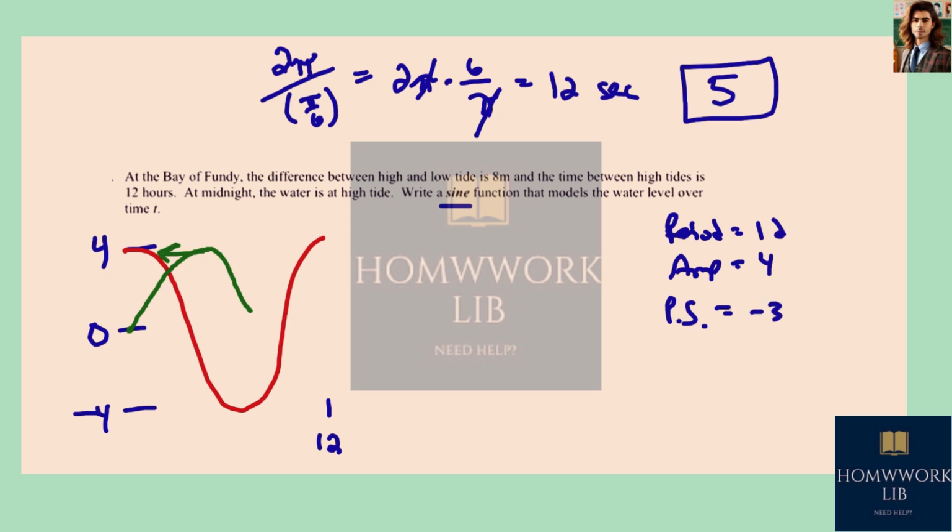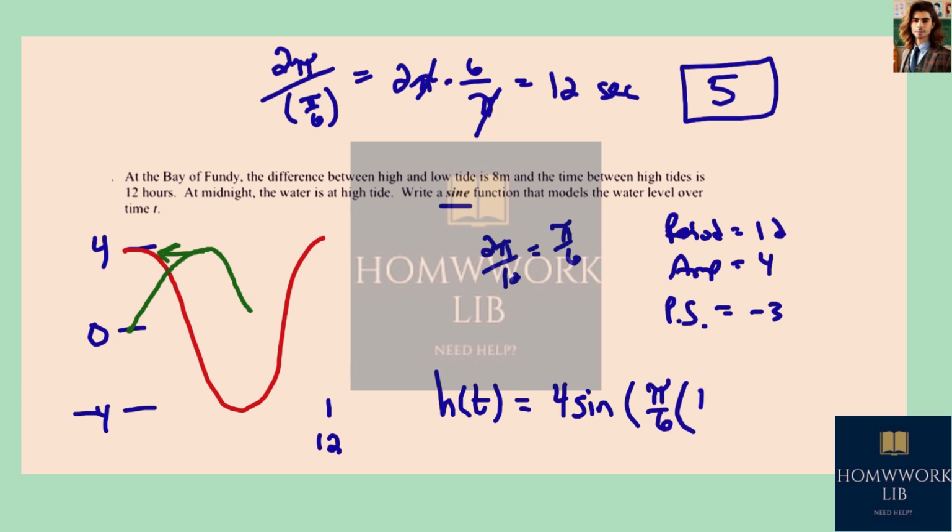So our sine function would be, I'll do h of t for the height of the tide after time t in hours, would be 4 sine. If the period is 12, and normally for sine it's 2 pi, we have to scale by pi over 6 on our time. And then we have a phase shift going back 3, so that would be actually +3 inside of the function. It'll take it back a quarter. And we don't have a vertical shift because the midline is at 0.